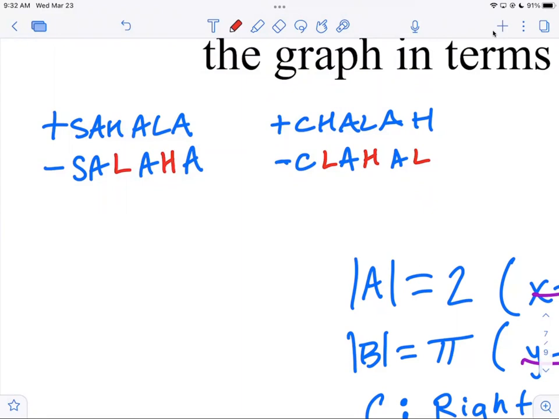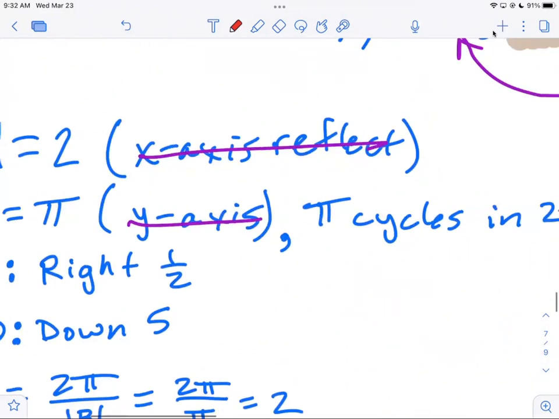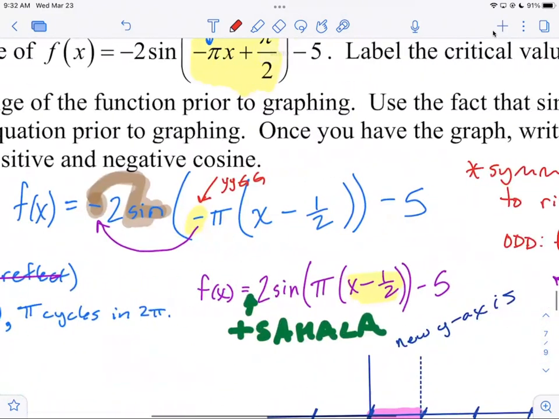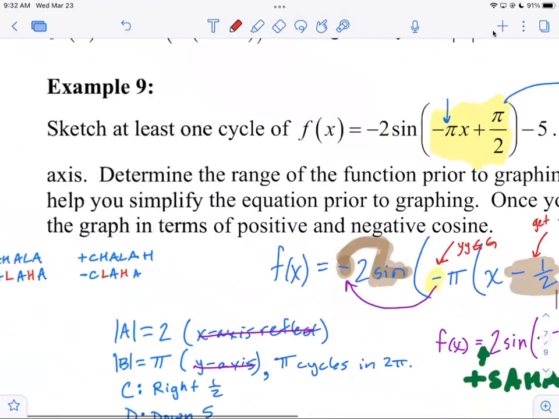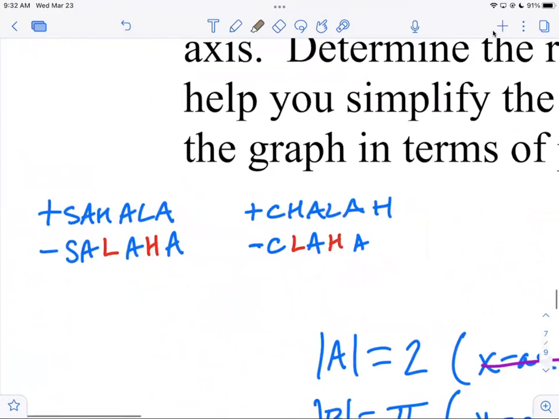You flip it across the x-axis. So here's how we're going to write. Oh, here's what else might change. The phase shift. That's probably the most important part. The phase shift has to get to a first letter. What do I mean by get to a first letter? That's this here, because by the Sahala and Chala method, we're always starting at the original origin.